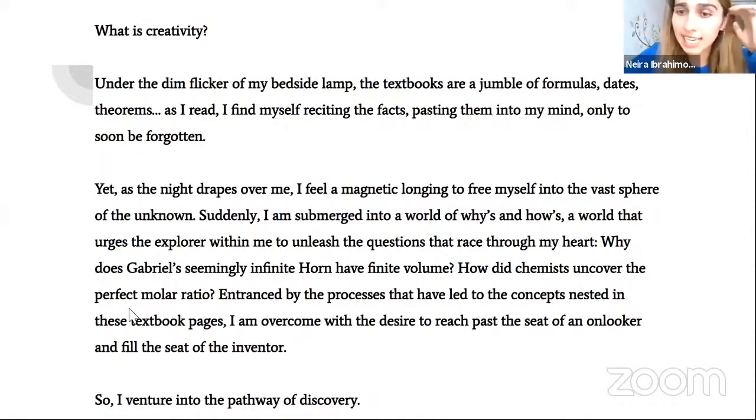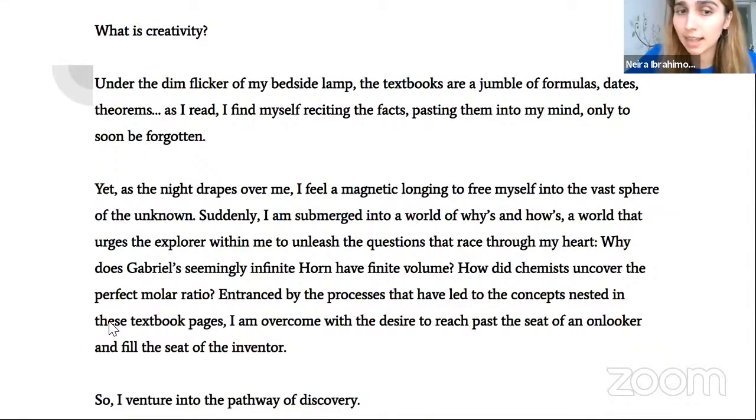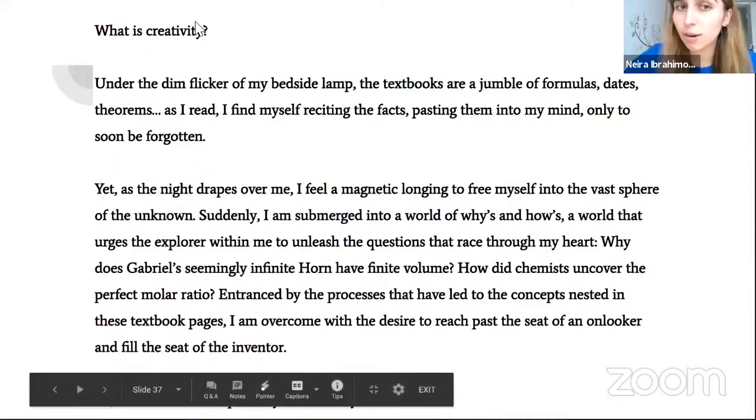So something that I did to portray the fact that I'm an intellectually curious student is I thought about, what do you do if you're interested in learning? What do you do if you're intellectually curious? You ask a lot of questions. You constantly ask questions about life. So I opened my essay with a question.